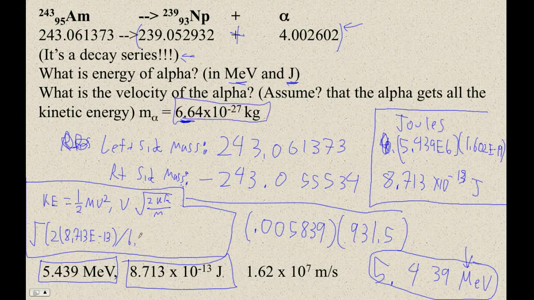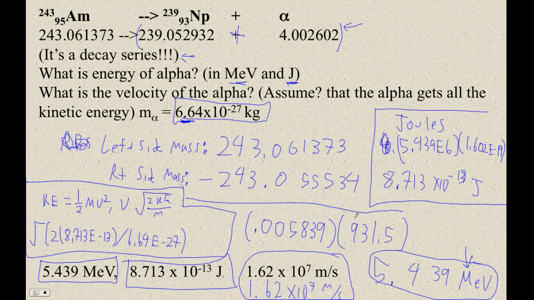Okay, 6.64 E minus 27. Okay, so square root, left parenthesis, 2 times 8.713 E minus 13, divided by 6.64 E minus 27, right parenthesis, and I get, wow, that's a lot of meters per second. I get 1.62 times, yeah, there we go, 10 to the 7th meters per second. Yay.